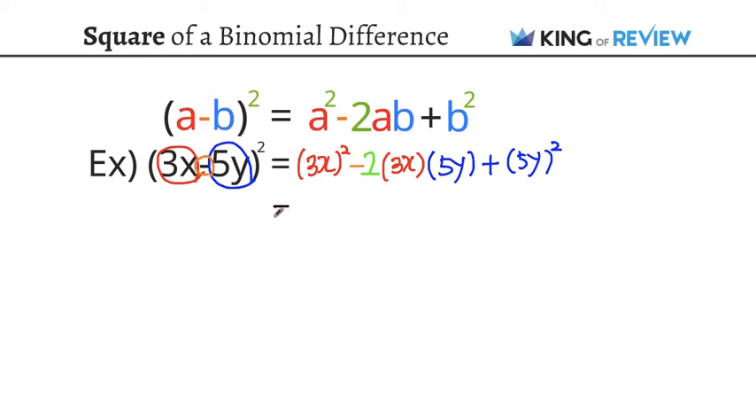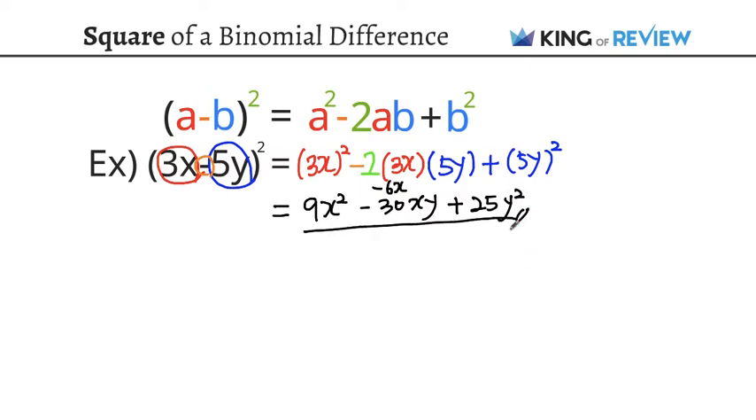And this is equal to 3x squared. 3x times 3x, that's equal to 9x squared, and negative 2 times 3x, that's equal to negative 6x, and negative 6x times 5y, that's equal to negative 30xy, right? And then plus 5y squared, that's equal to 25y squared. So this is the answer of this, right? Can you understand this? Okay, until now we learned about the square of a binomial difference.